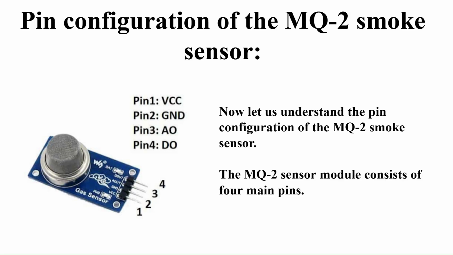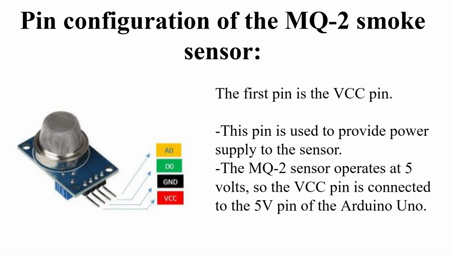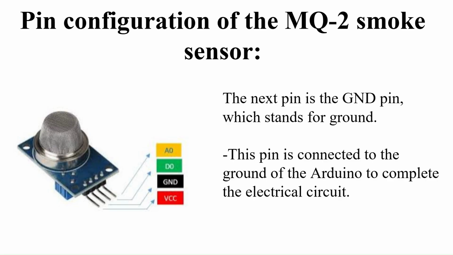Now let us understand the pin configuration of the MQ2 smoke sensor. The MQ2 sensor module consists of 4 main pins. The first pin is the VCC pin. This pin is used to provide power supply to the sensor. The MQ2 sensor operates at 5 volts, so the VCC pin is connected to the 5V pin of the Arduino UNO. The next pin is the GND pin, which stands for ground. This pin is connected to the ground of the Arduino to complete the electrical circuit.